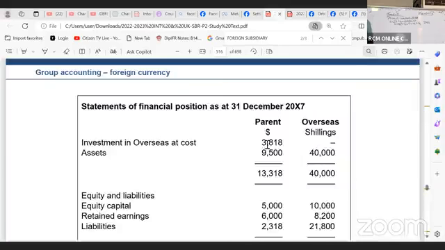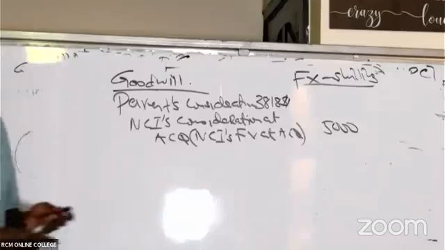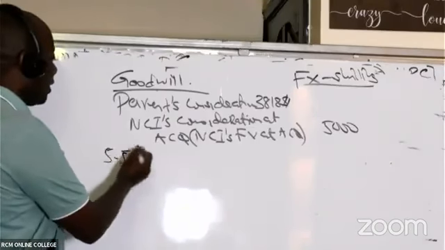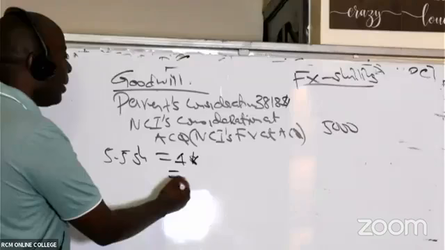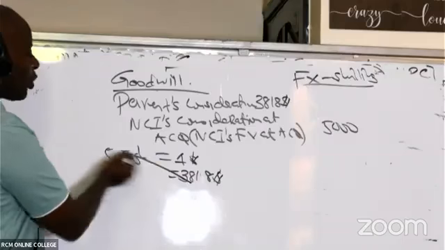So you can see here, this 38.18 is in dollars. And I want it to be in terms of the overseas shillings. Remember this investment at cost, the cost was made at acquisition. So I need the acquisition rate. You can see the acquisition rate here is 5.5 shillings to the dollar. The way it is written, it can really confuse you. So we have 5.5 shillings equals $1. How about $38.18? In this case we should multiply. If you cross multiply, this will be times 5.5.